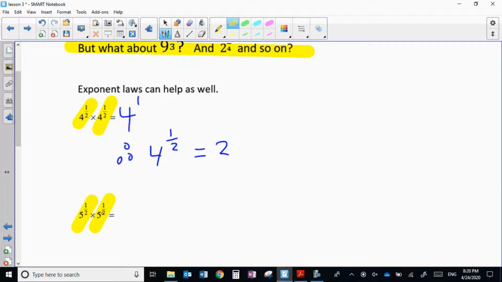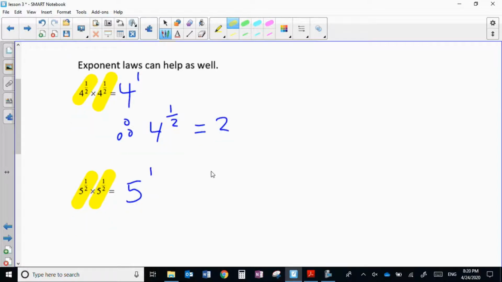Even if I don't know what 5 to the power of a half means, I would like to think that I should be able to add the exponents because I'm multiplying powers of the same base, which means I get 5 to the power of 1, or just 5. Well, look what I've done now. I've highlighted these two numbers. I've multiplied that number, 5 to the power of a half, by itself, and I got 5.